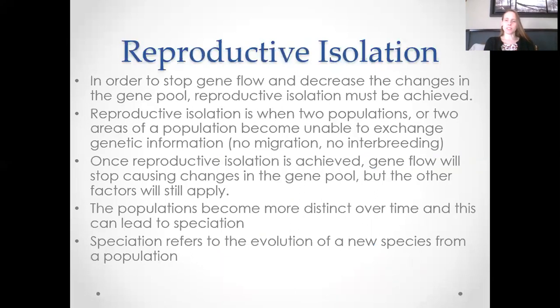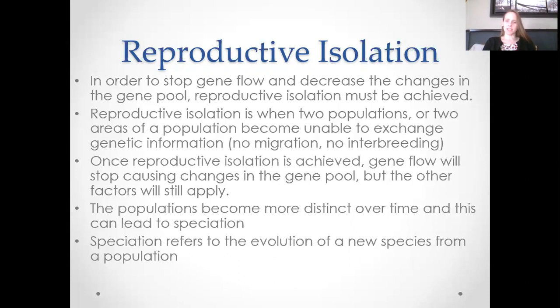In order to stop gene flow and stop the amount of changes in the gene pool, reproductive isolation is needed. So reproductive isolation is when the 2 populations or the 2 different areas of the population become unable to exchange genetic information. So there's no migration between the 2. There's no interbreeding between the 2. They're completely cut off from sharing any genes with each other.